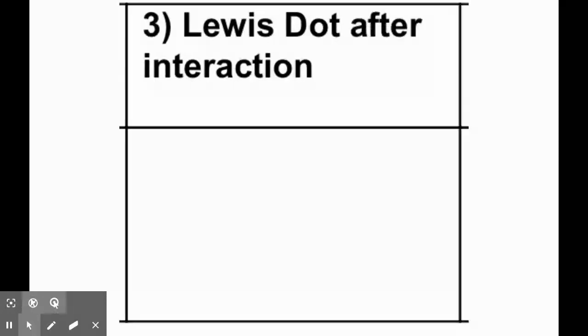In box 3, we're going to show what the atoms look like after they've given up or accepted electrons. So we have sodium that has one valence electron, and when it gives up that one valence electron, it will have a charge of +1. But we had 2 of those sodium atoms that gave up valence electrons, so we need to show that by writing a 2 in front of the sodium atom.